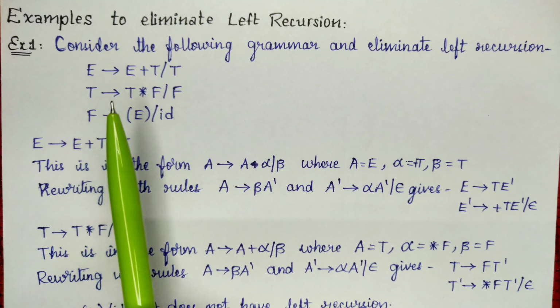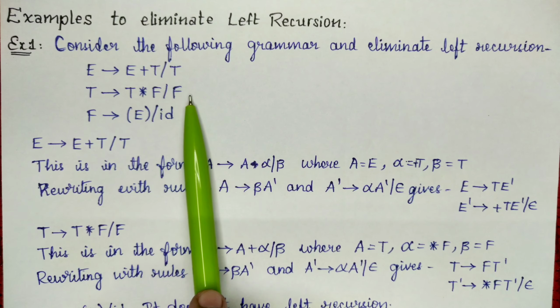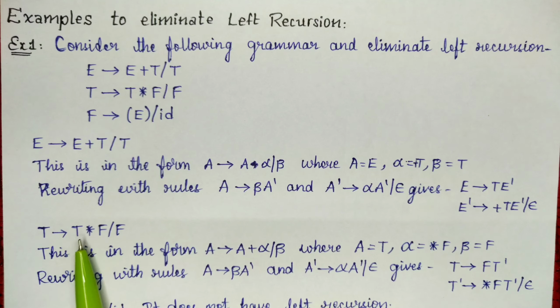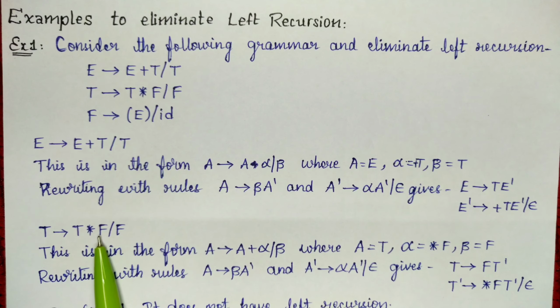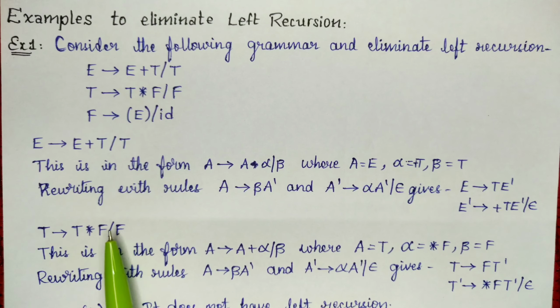Consider the second production. T implies T into F or F. Here A is T and alpha is into F and beta is F. So rewriting with our rules, A implies beta A dash and A dash implies alpha A dash or epsilon. So A means T implies beta means F and A dash means T dash, and A dash means T dash implies alpha means into F, A dash means T dash or epsilon.